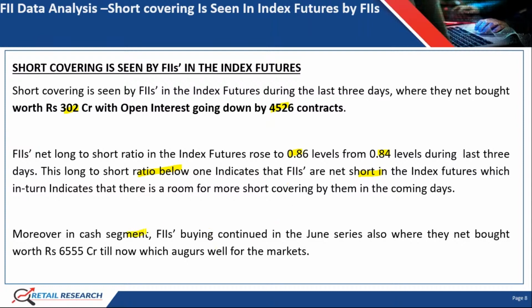Moreover, in the cash segment, they remained buyers during the last 3 months. Even in the June series till now, FIs were buyers in the cash segment. They net bought 6,500 crore till now. So this FI cash buying also augurs well for the market. On one end, FIs are short in the index future, which might lead to short covering, and on the other end, their buying continues in the cash segment. So both of these indicate that we may continue to move upwards.